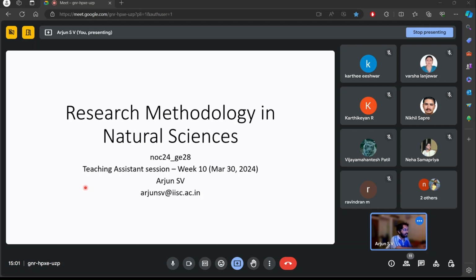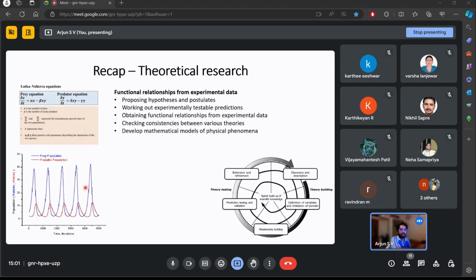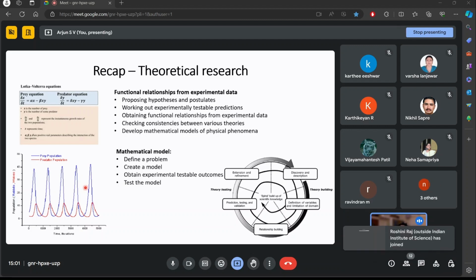In the last week we saw theoretical research and what comes out of it. We saw the four main aspects of theoretical research: building a hypothesis and then working out experimentally testable predictions, as well as checking consistencies and developing a mathematical model of any physical phenomena, which will be the final product of it. And in this week, we started with an example of a mathematical model by discussing the Lotka-Volterra model.